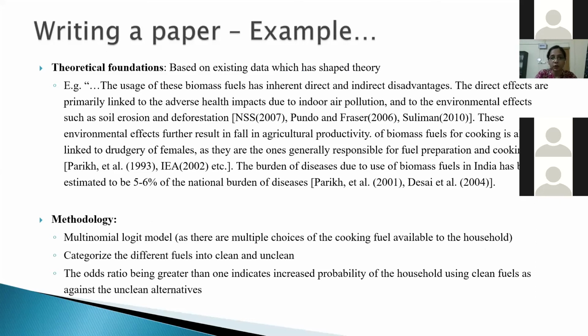And then the methodology we had. It's okay if you don't understand the model used to analyze this data, the multinomial logit model, because there were multiple cooking fuel choices which the households had to choose from. And then how do you interpret those? The second and third are essentially referring to that.